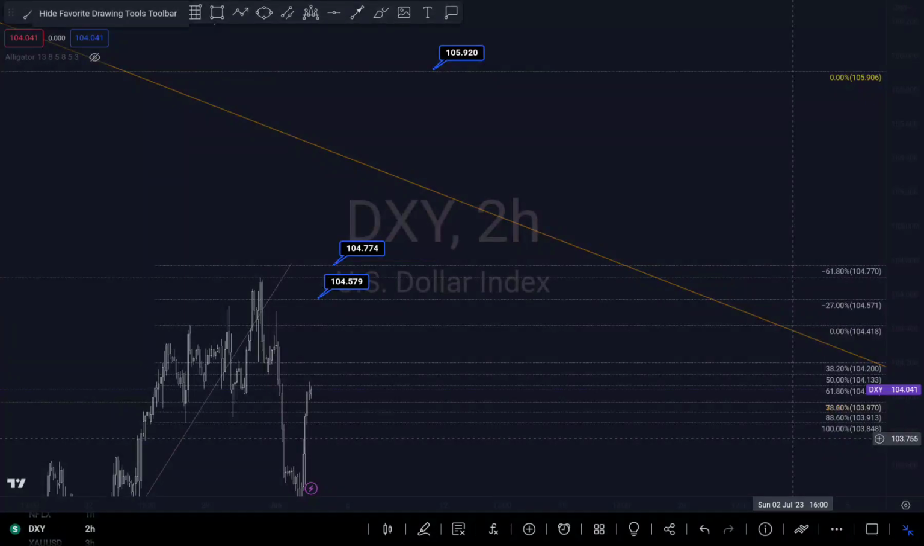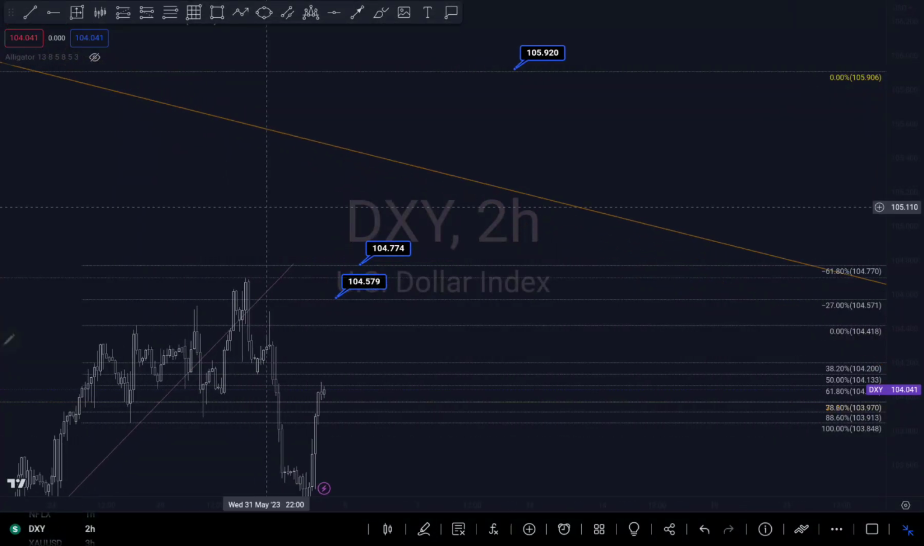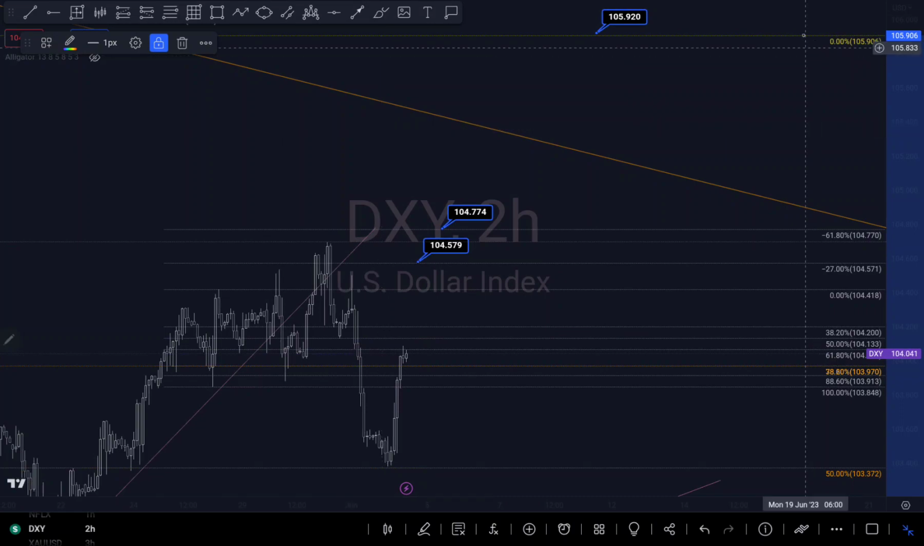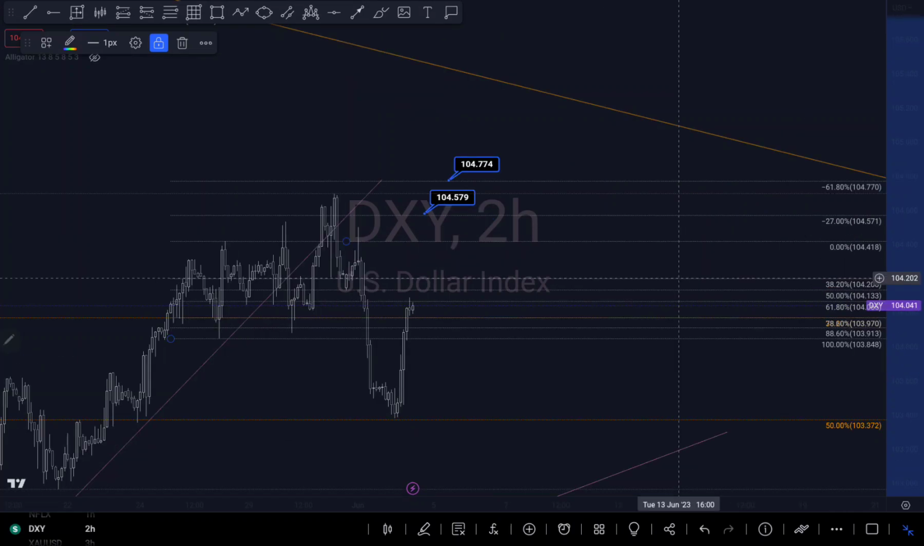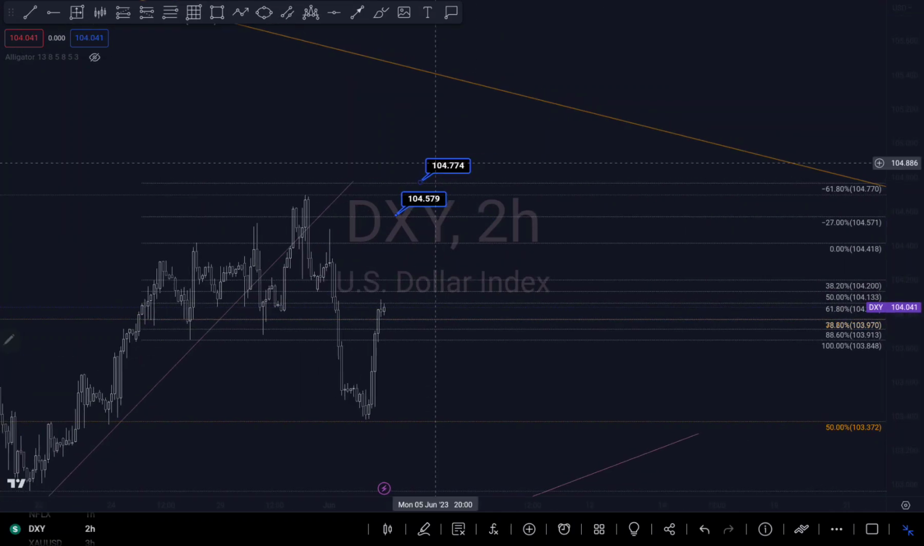Hi guys, so this is my analysis on DXY. What am I expecting on DXY? If you watch my previous analysis on DXY, I said I'm expecting DXY to come to, I think DXY was around this level if I remember really well, at least to my negative 27.8, my negative 27% fib level, which is my target right here.